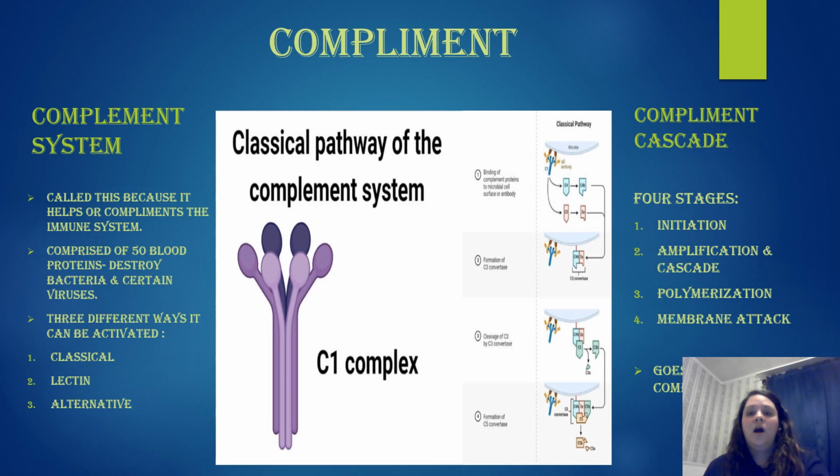Next, we're going to talk about the complement cascade. This is going to happen in 4 stages, which is initiation, amplification and cascade, polymerization, and membrane attack. It's basically going to go in a circle continually forever and ever, with this thing in the middle showing you how the pathways work. So it's basically just going to go in a unit forever and ever. It's never going to change.